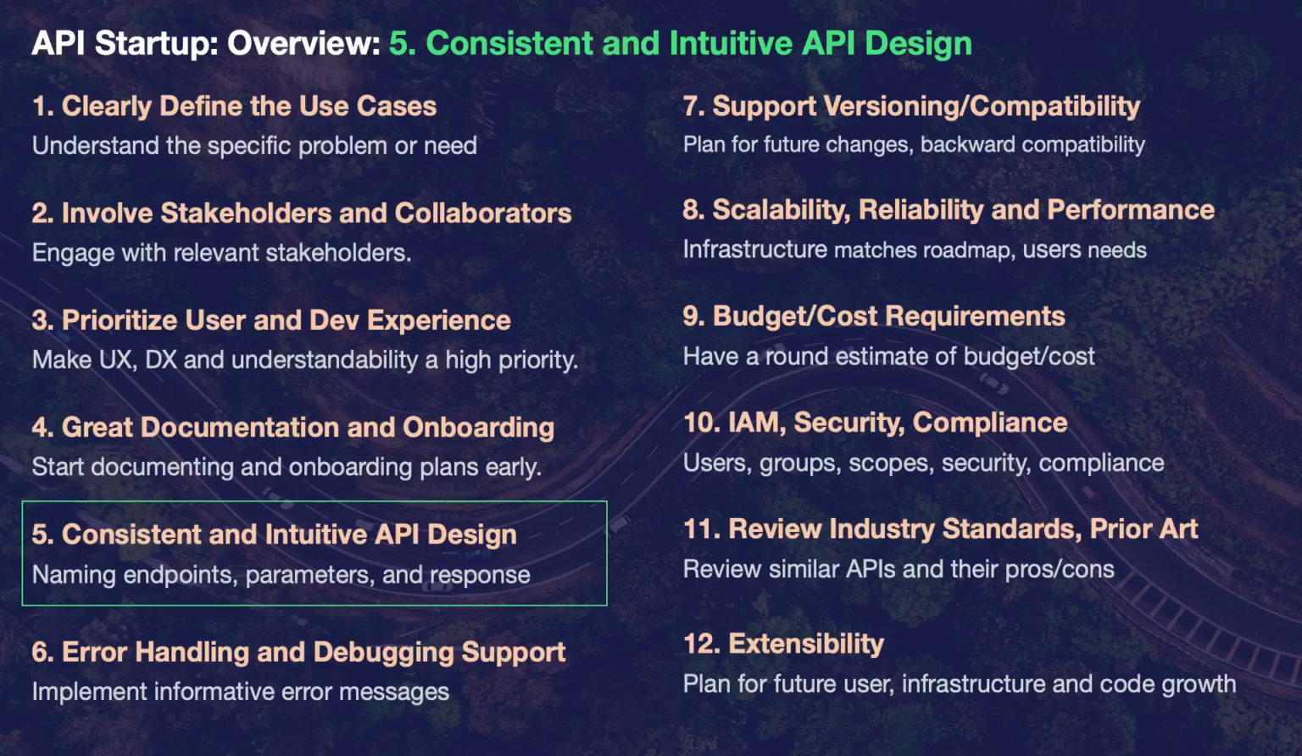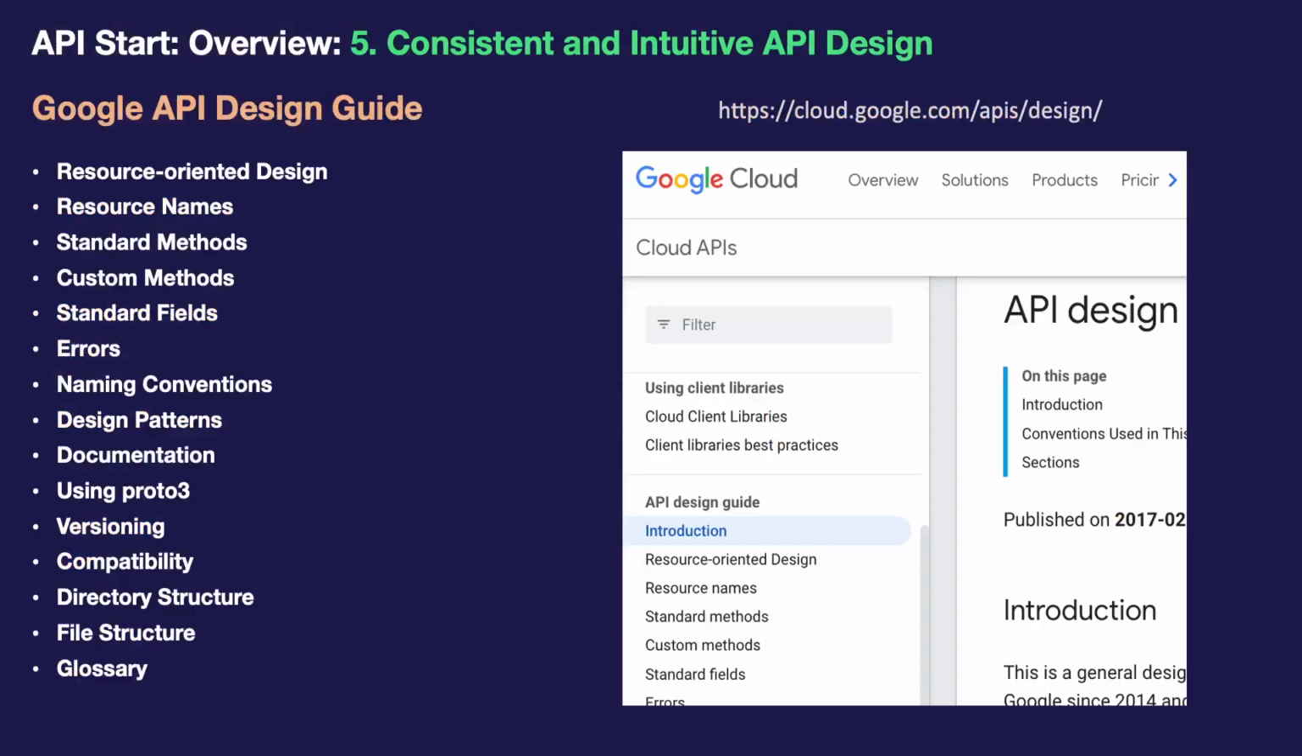Make sure you have consistent and intuitive API design. That means naming the endpoints, parameters, and response in logical ways so they're easily understandable and usable. There are a couple really good API design guides that can give you a lot of information about best practices and standards. One of them is on google.com, cloud.google.com/API/design. And this will cover topics like resource names, standard methods used, custom methods, errors, naming conventions, design patterns, and many other things.